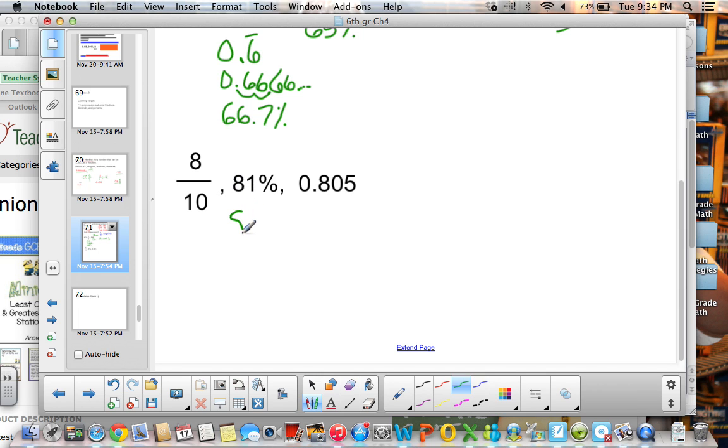We know that 81% is the same as 81/100. And then we have 805 thousandths. Well, if we write it like this, 805 over 1,000.